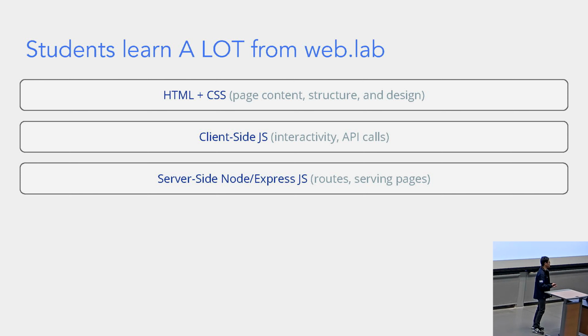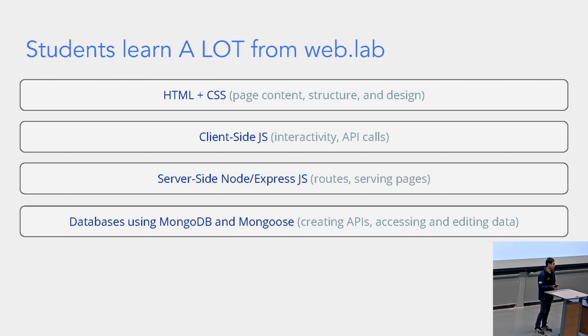Then we move on to the more server-side Node and Express JavaScript. This means defining routes on your website and serving pages. And then we move on to databases using MongoDB and Mongoose. MongoDB is a type of database management system. And using that, we create APIs and access and edit data. And this is all in week 1 of web.lab.